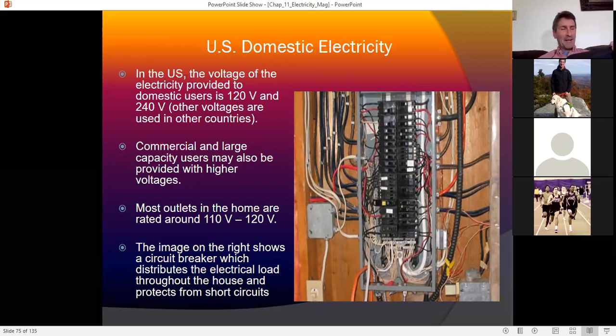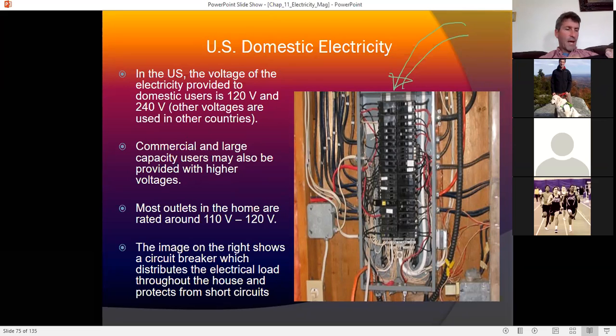Okay, let's go and look at US domestic electricity. What is that electricity coming into your apartment, your dorm, your home, wherever you live? This electric service powers everything in your home. Now, what we see here is what's called a circuit breaker. We can't see it in this photograph because there's a big old wire coming in at the top right here. And there's actually three wires, to be honest with you. But that's bringing the electricity into your home.